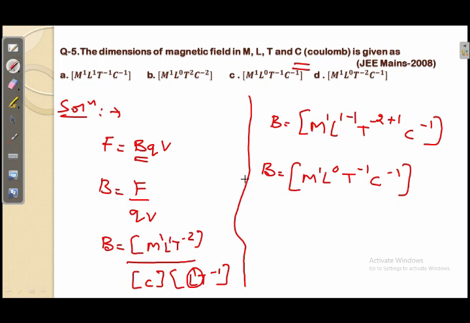Check which option matches with this. M to the power 1, L to the power 0, T to the power minus 1 and C to the power minus 1. So option C matches with the dimension formula that we have derived. So option C is the correct option for this question.